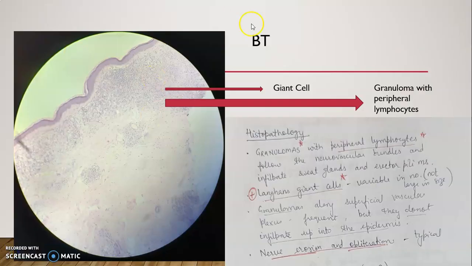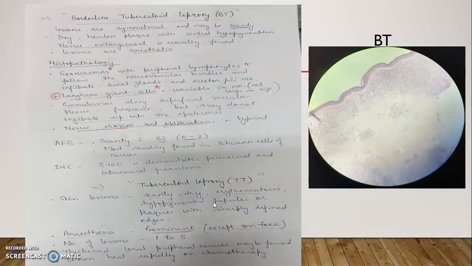So this is the microphotograph of borderline tuberculoid leprosy. In this you can see granuloma formation with Langhans giant cells. Granulomas with peripheral lymphocytes and giant cells follow the neurovascular bundles and sweat glands. The next is tuberculoid leprosy.